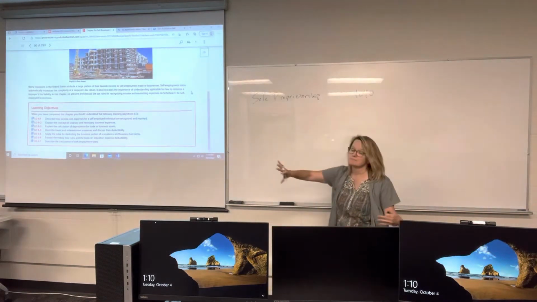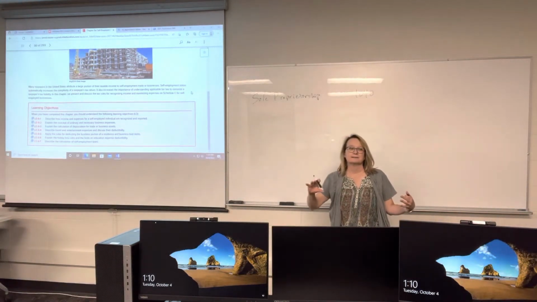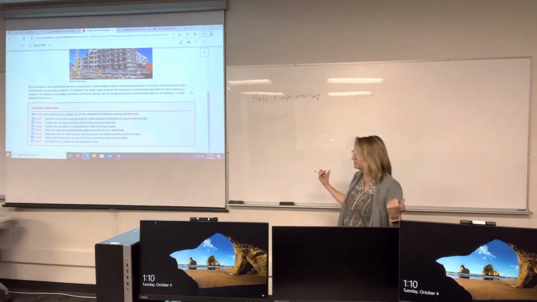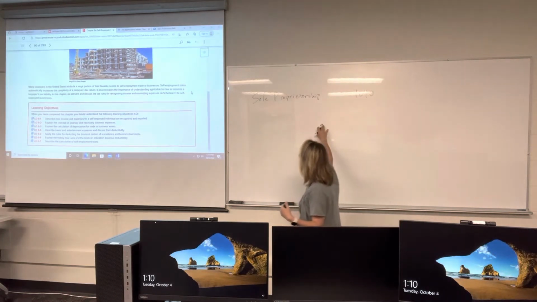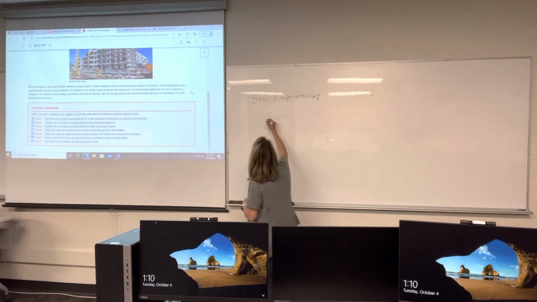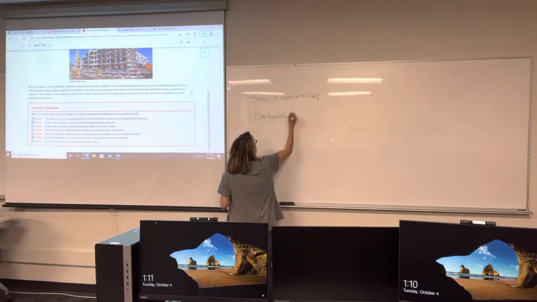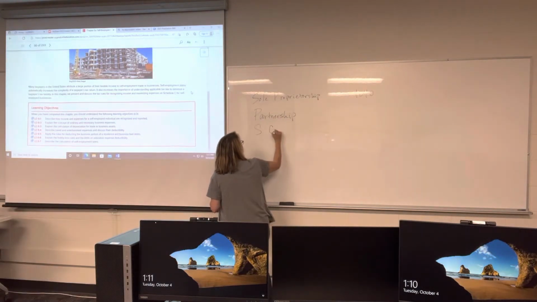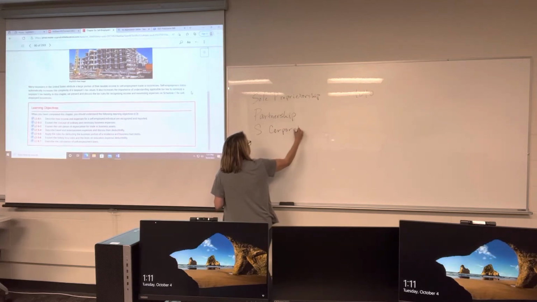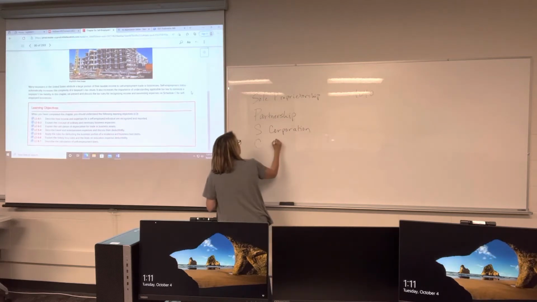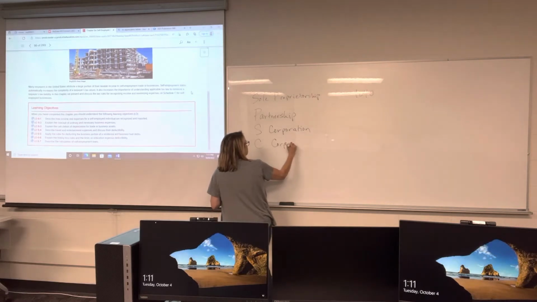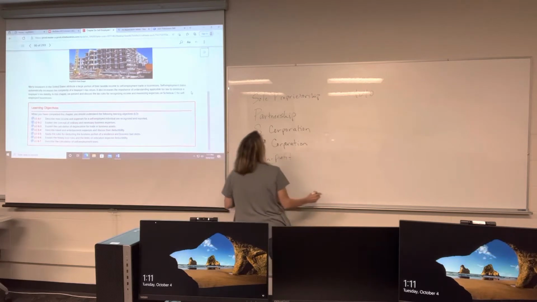But like I said, there's some tax implications of having this easier form of business structure. Other types of business structures: partnerships, S Corp, C Corp, and we've also got nonprofit. So these are business structures.